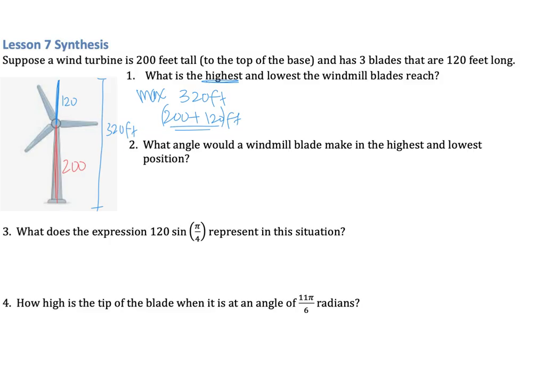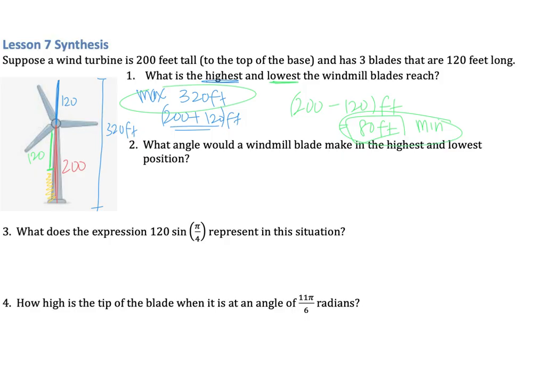My lowest point, what would I do? So I have 120, but if my blade is going down this way at 120, then what is this extra distance? What is in between here? Well, hopefully you were saying to yourself, oh, I'm going to take 200 and subtract 120 feet. So that would be approximately 80 feet for the minimum point. So my maximum is 320 feet and my minimum would be 80 feet.